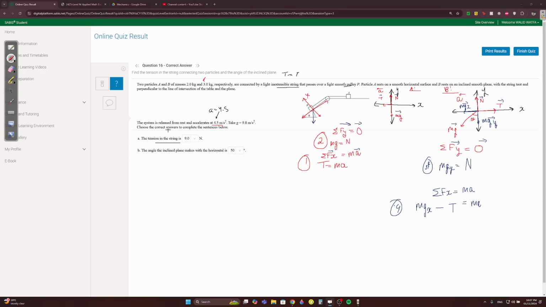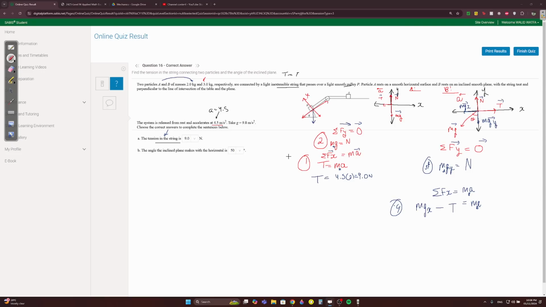Let's see. The tension in the string. We know the tension is equal to ma, so immediately you can just do 4.5, the acceleration, times the mass of, we're talking about here, what block? Block A, right? I should have written block A here. Mass A, mass A. Here I'm talking about mass B, mass B, mass B. Block A, what's the mass? It's 2 kg. So 4.5 times 2, which is equal to 9.0 Newton.